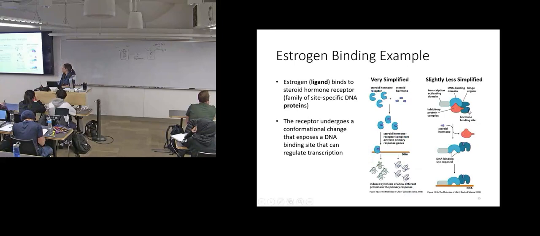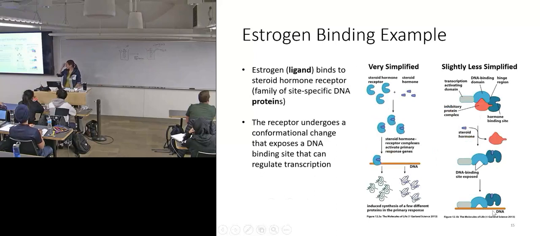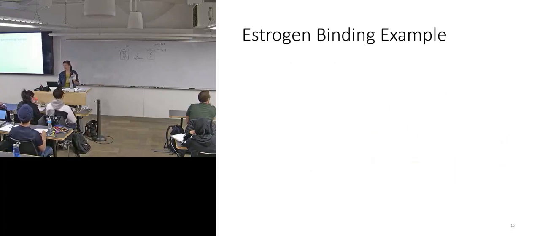So estrogen will bind, and the hinge region will undergo the conformational change. It moves such that the inhibitory piece can get out. Now the DNA binding site is exposed. It'll come down and bind to DNA, and the transcription domain will initiate transcription. I say this is only slightly less simplified because this is showing maybe five parts. The actual complex has over 20 elements interacting together. It's very, very sophisticated. So the receptor undergoes a conformational change that exposes the DNA binding site and can regulate downstream transcription.